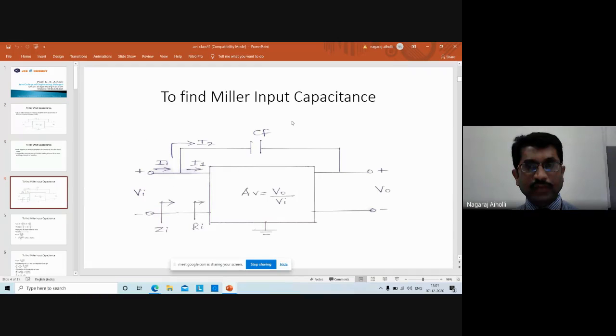To find the Miller input capacitance, this is the circuit. Ii is the input current, Vi the input voltage. I1 is the current entering into the circuit. I2 is the current flowing through the feedback capacitance. Zi is the input impedance, the impedance seen across the voltage input terminals, whereas Ri is the resistance seen across the circuit input terminals. Then gain is V0 by Vi, where output voltage is V0.